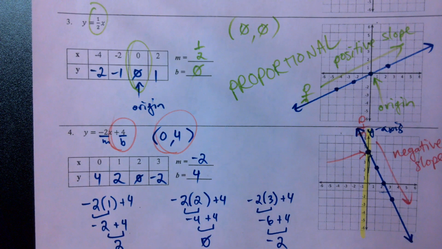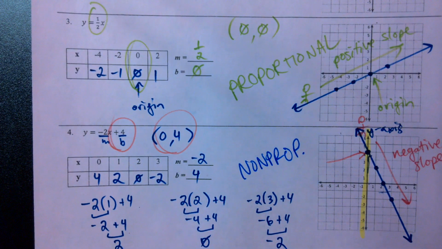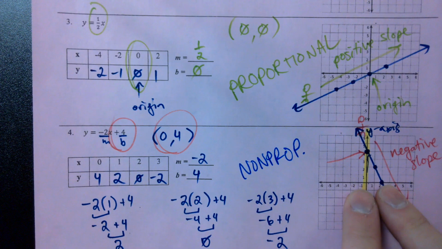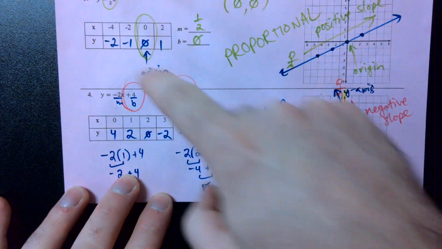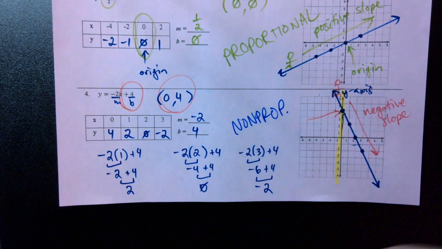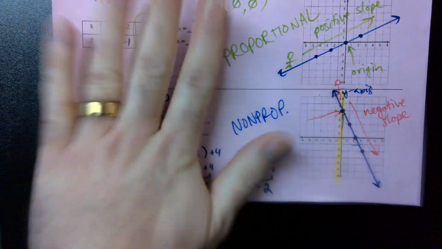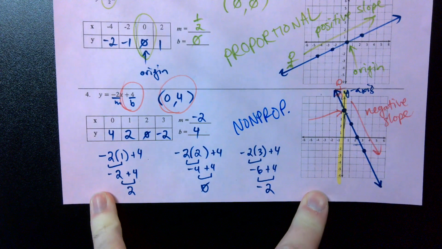What would we call something like number 4, though? Non-proportional. It is a straight line, but it does not go through the origin. That makes it non-proportional. I know I have a non-proportional equation when I've got a b value that is not 0. All right? That was like 2 weeks worth of lessons all kind of crammed into one little explanation. Hopefully that's making sense. If not, it definitely will after we get more practice today.